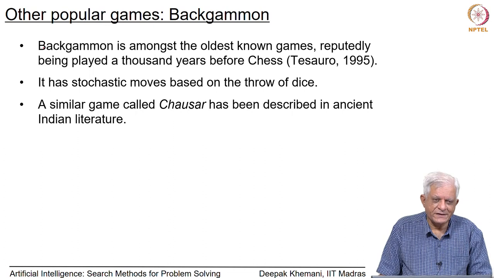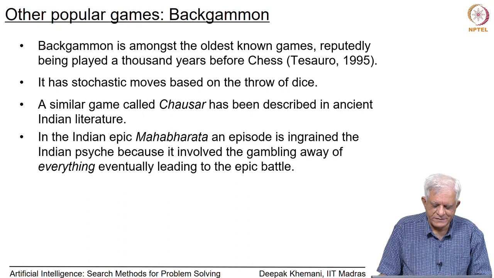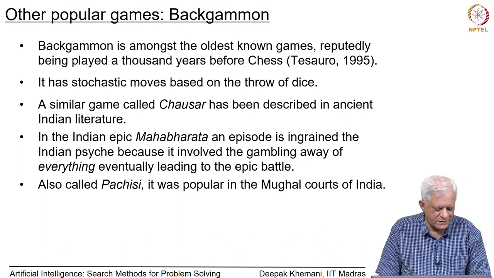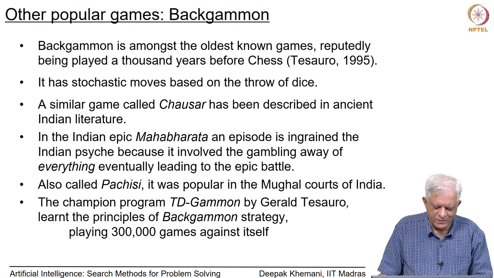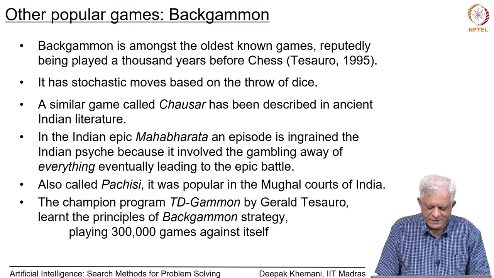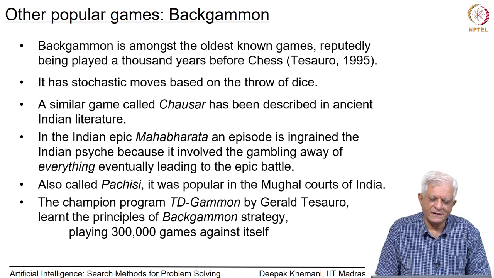A similar game called Chaupar has been described in ancient Indian literature as well. So, for those of you who are familiar with the Mahabharata, you know that Yudhishthira lost a dice game, and in the process he lost everything that he had, including himself, which led eventually to the epic war. It is also called Pachisi, and it was popular in Mughal courts in India, and it is also a game where machines can beat humans comfortably. There is a program called TD Gammon. TD stands for Temporal Difference Learning, a form of reinforcement learning. This program written by Tesauro learned how to play backgammon by simply playing games against itself and employing this reinforcement learning strategy.